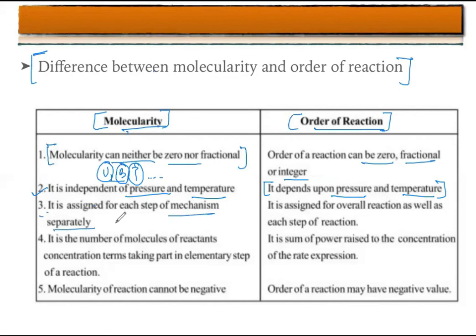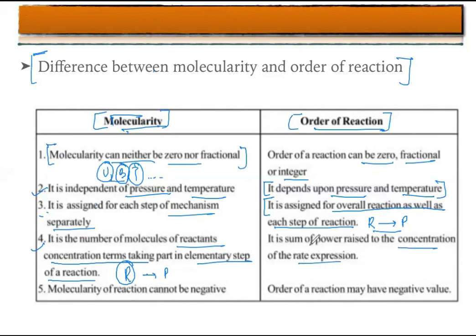Third one, it is assigned to each step-by-step mechanism. In molecularity, we define that the reaction is going to proceed step by step. Whereas in the order of the reaction, we are calculating the order for the overall chemical reaction, okay? Next one, fourth point, it is the number of molecules, the reacting concentration terms taking part in the elementary step of the reaction. As we have discussed, only the elementary step of the reactant, that is unimolecular or bimolecular or trimolecular, is going to decide the molecularity. But in the order of the reaction, we have to take the concentration of the reactant experimentally.